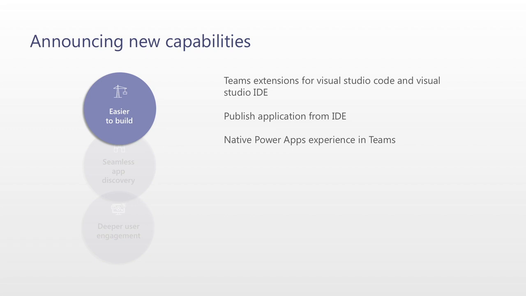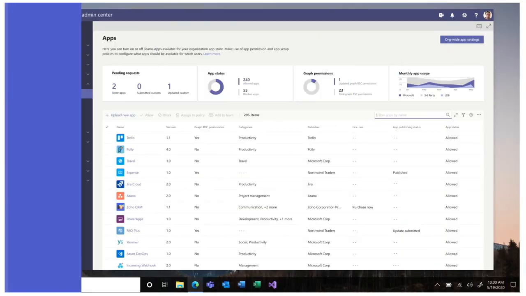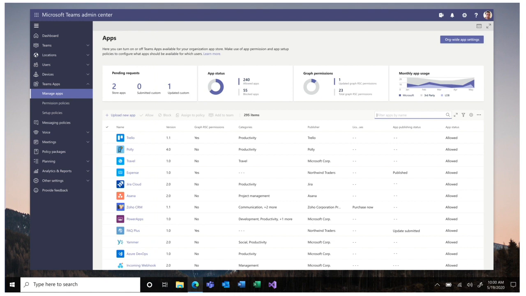With the Teams extensions for Visual Studio and deeper integrations with Power App Studio, you can build and publish Teams apps very, very easily. But building your app is just the beginning. In order to make sure that your app is easily discoverable by users, we have made it even simpler and faster for IT admins to discover, validate, and approve your apps.